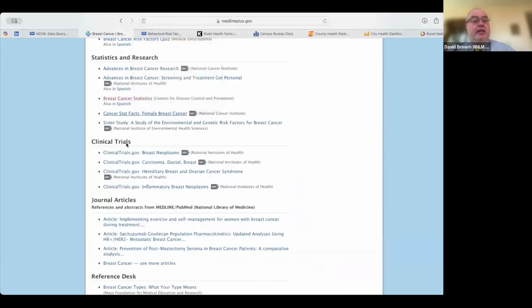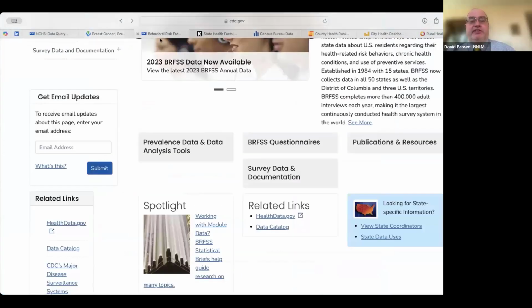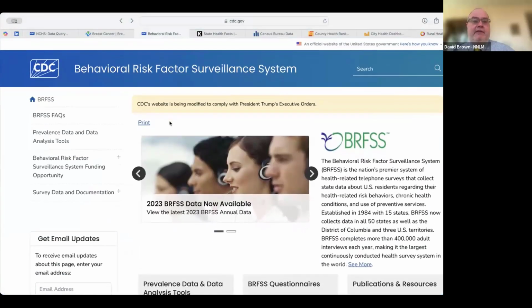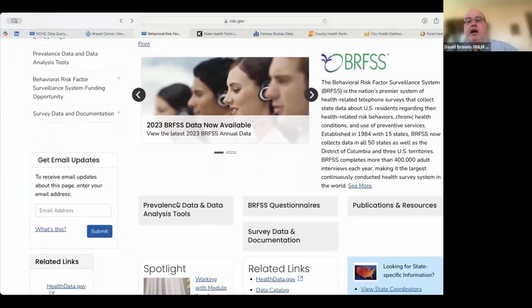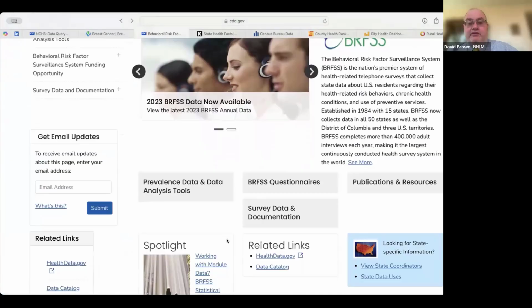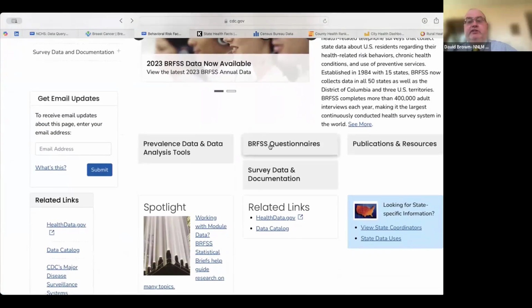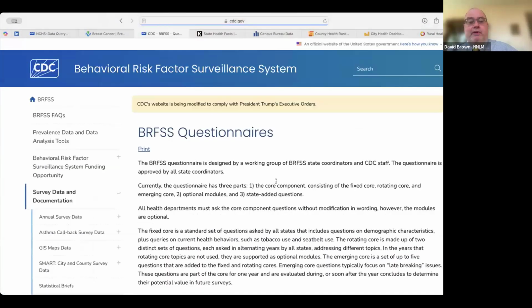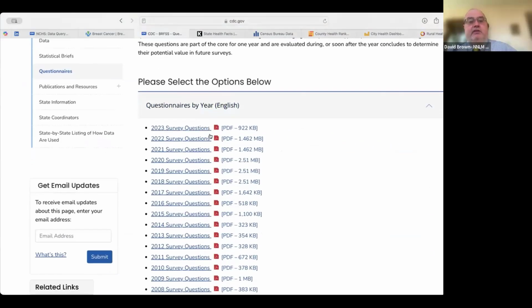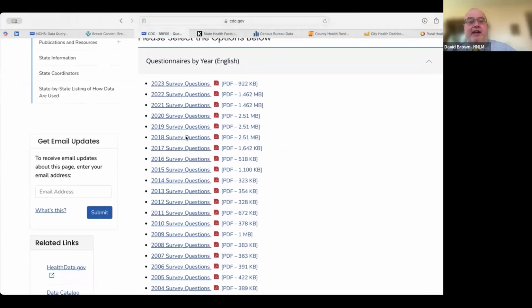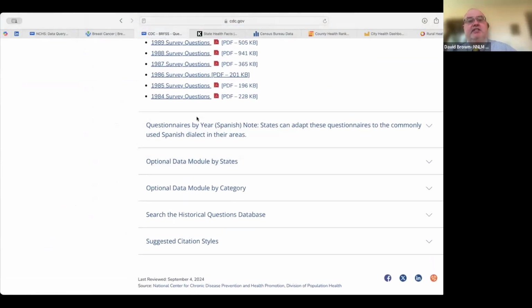Another resource from our CDC colleagues is the Behavioral Risk Factor Surveillance System, or BRFSS, which has been around for a number of years. It's a lot of interviews. What's nice here is that if you don't know what's in the questionnaires, you can first look at them here by year, in English. The latest data that was published was in 2023. Those are the questions that were asked, and it goes all the way back to 1984.